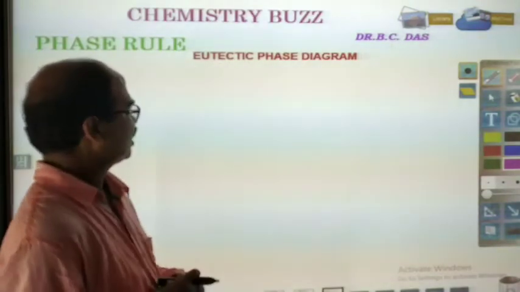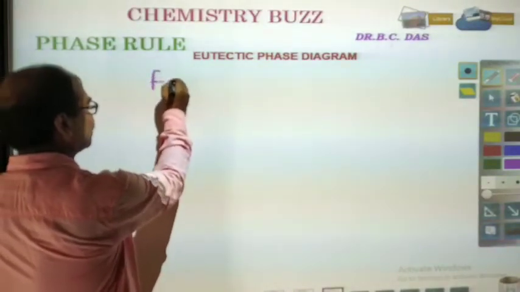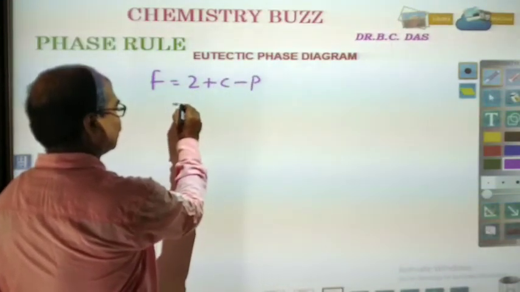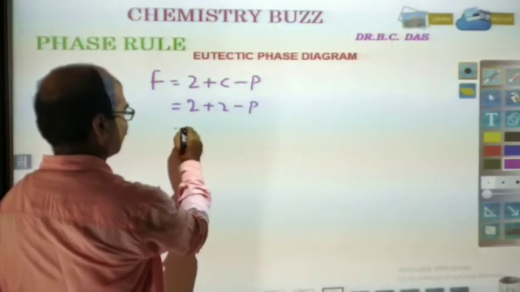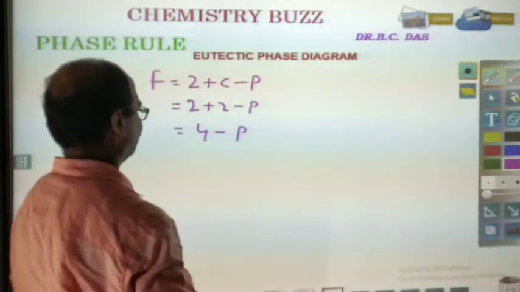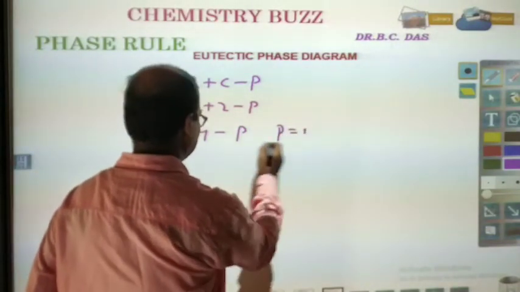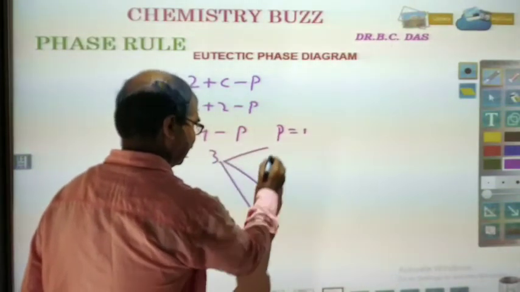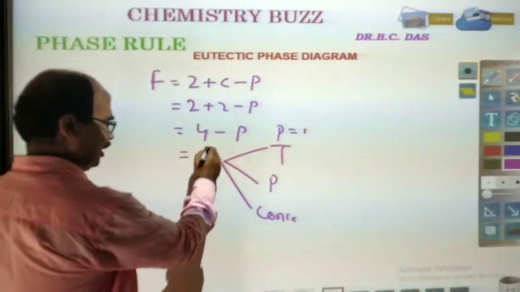For a two-component system, the phase rule is F equals 2 plus C minus P. For two components, 2 plus 2 minus P, that is 4 minus P. When P is minimum, that is 1, F is equal to 3. So this 3 corresponds to temperature, pressure and concentration, these 3 independent variables.